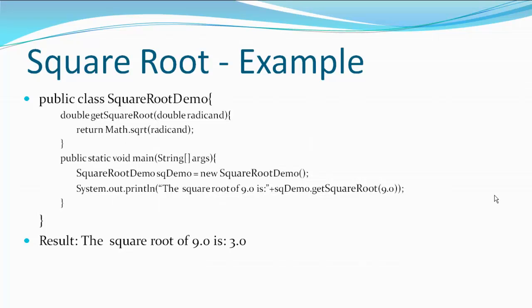And in the main method, you can see that we have an object of class SquareRootDemo, sqdemo, equality operator, keyword new, followed by the SquareRootDemo constructor. In the following line, we are passing the argument radicand to be 9. It calculates the square root of 9 as 3.